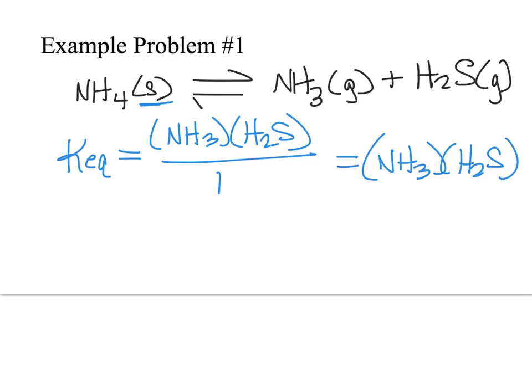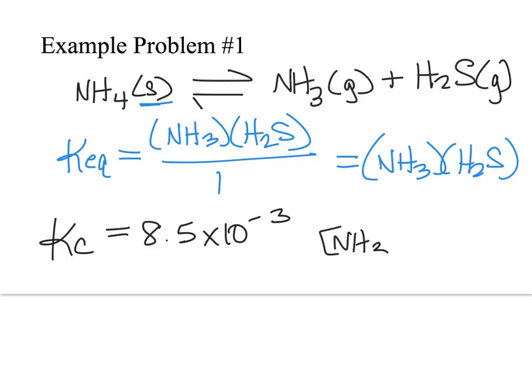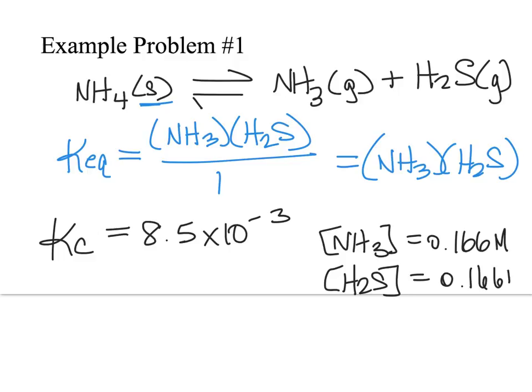Okay, let's say that we know that Kc for this reaction is 8.5 times 10 to the negative third. And I'm told that I have 0.166 molar of ammonia and the same concentration of hydrogen sulfide, 0.166 molar. So is this reaction at equilibrium?